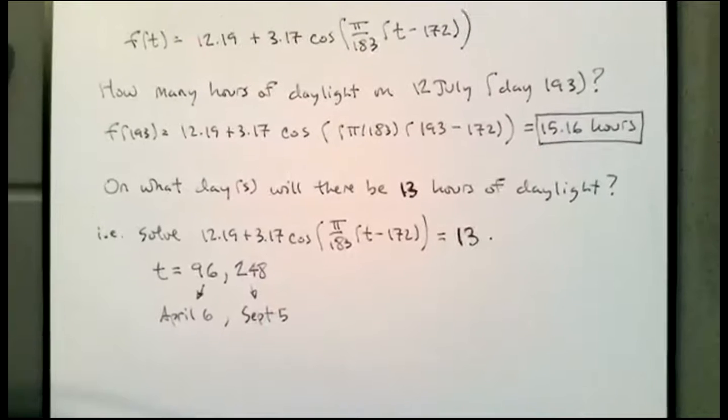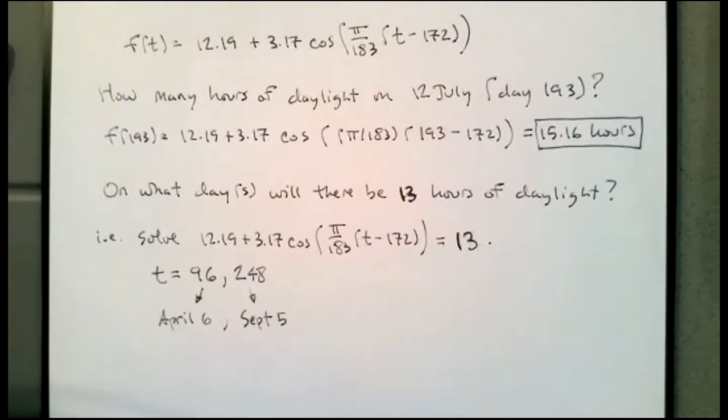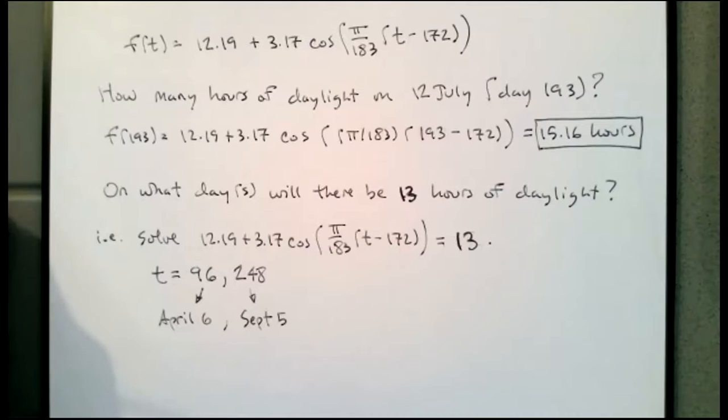All right, so this is just a variation on the classic input-output game. When you have a function, I can give you an input and ask you to find an output. I can give you an output and ask you to find an input. One thing we recognize about this particular function is that over a year, we're going to have at least two answers, one on the way up and one on the way down. So on April 6th, we have 13 hours of daylight and it's increasing. And then on September 5th, we have 13 hours of daylight and it's decreasing. We found these by using a graph.